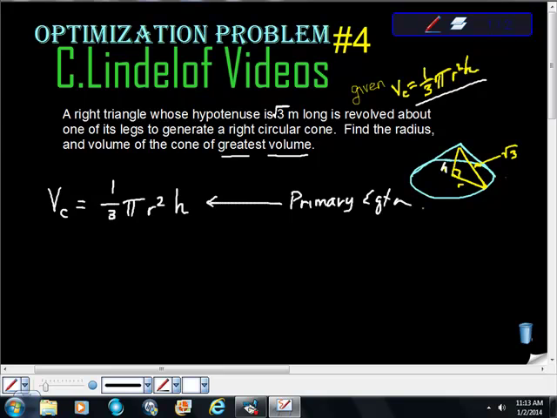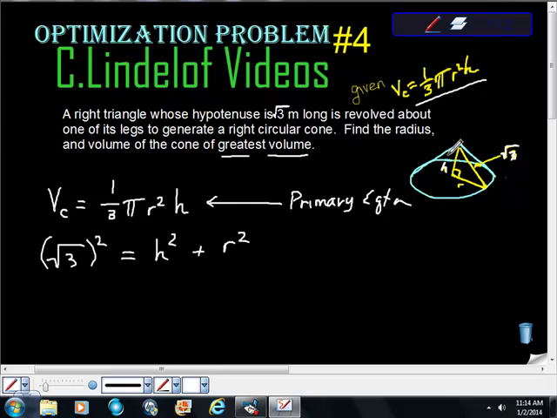You also need a secondary equation, often called a constraint equation. And the constraint equation, possibly you can see here in yellow, is that we have this right triangle, and it's constrained by its hypotenuse of square root 3. So I'm going to say that the square root of 3, I'm using the Pythagorean theorem here, squared is equal to h squared plus r squared.